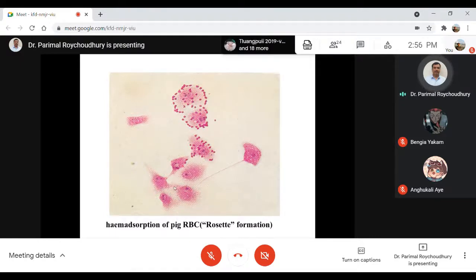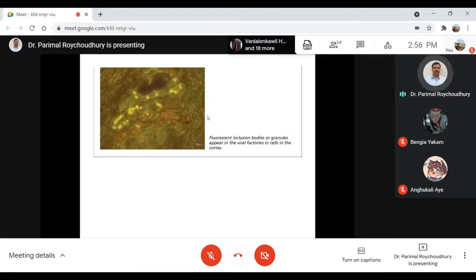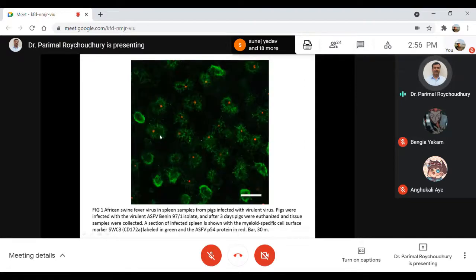That is called the hemadsorption inhibition. These two tests are frequently performed for diagnosis purposes. This is a slide showing the FAT, where the fluorescence activity lets you see the infected cells. However, this is a better picture for me, where this apple green fluorescence is not the virus. The viruses are only those red stained areas.